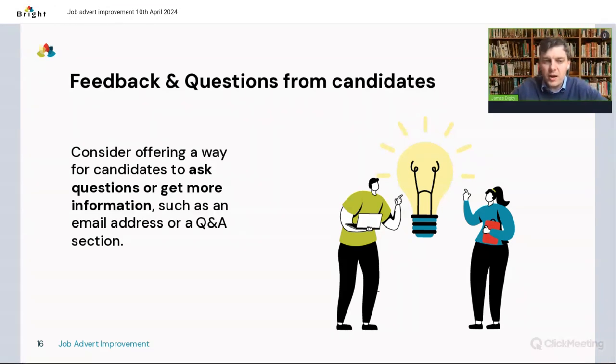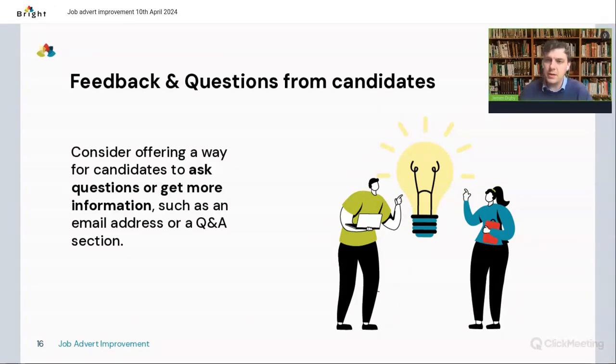In terms of the actual process of improving your job adverts, do provide a lot of opportunities to get feedback from those candidates, not just on your recruitment process, but also on your ability to provide information during the job advert stage that's relevant to them.